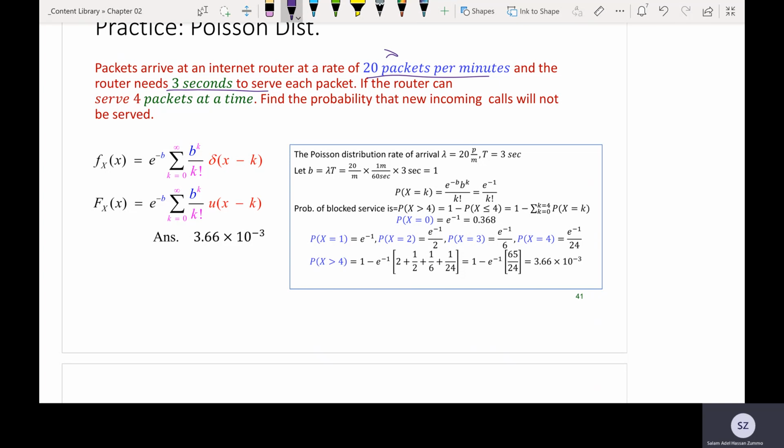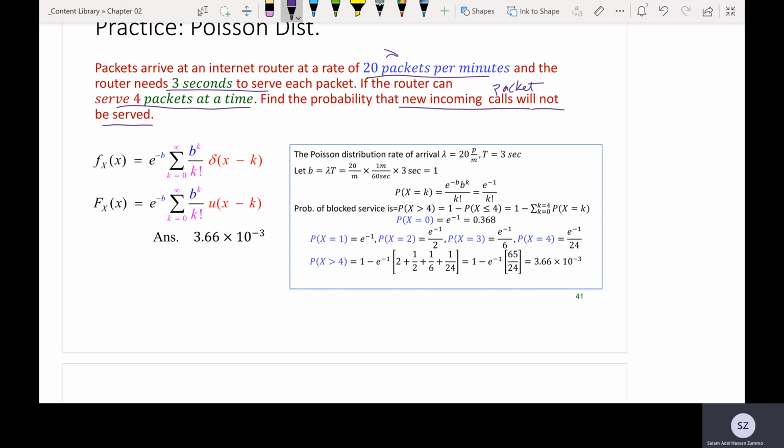If the router can serve 4 packets at a time, this gives you the capacity. The filling station can serve 1 at a time; this is 4 at a time. Find the probability that a newly coming call or packet will be blocked, will not be served. What does that mean? Translate this into an event.